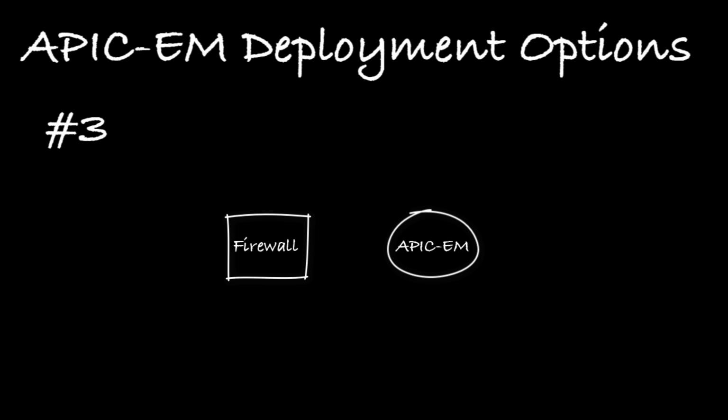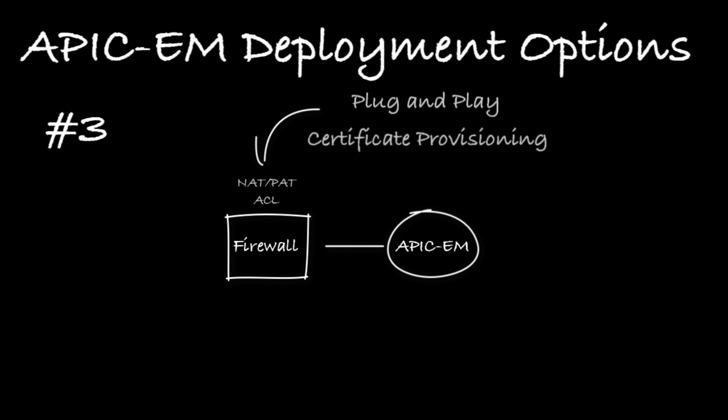Lastly, APIC-EM can be deployed in a hybrid setup with two NICs. This allows one NIC to exist within the DMZ for external reachability, and one NIC to exist within the internal network for internal reachability. Take note that, as with most network devices, only one default gateway is supported, so choose wisely on how APIC-EM will communicate with the devices to avoid asymmetric routing and security policy issues.